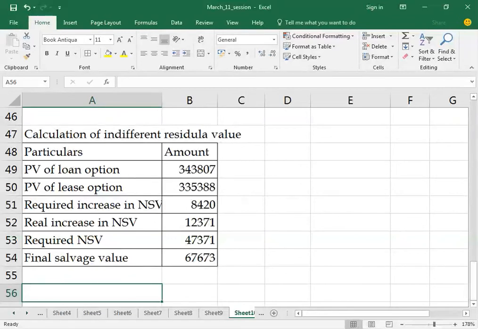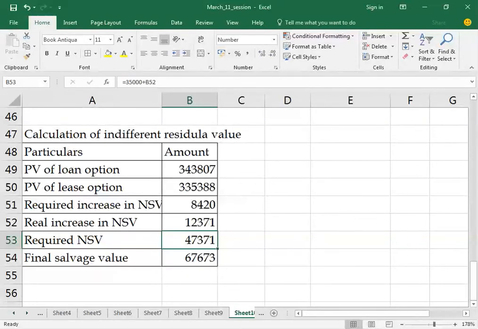So in the next working note, revised net profit is equal to 30,000 minus the final salvage value, which is the real increase plus required investment. Final salvage value is required NSV divided by 70%.